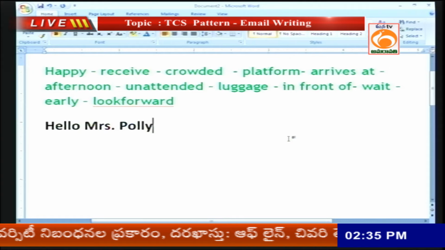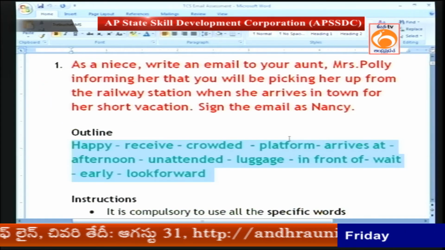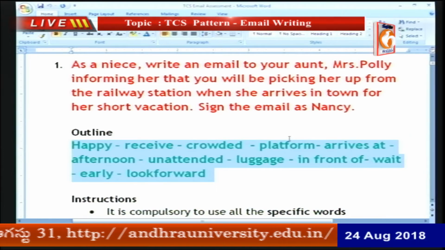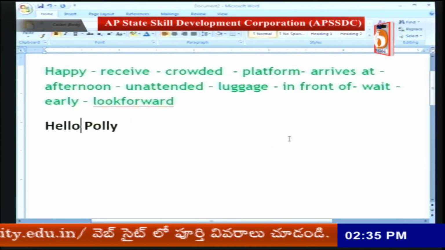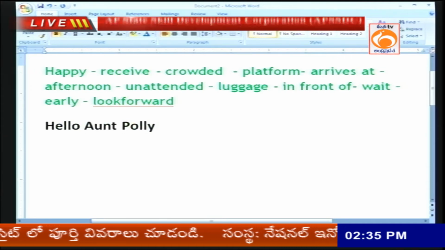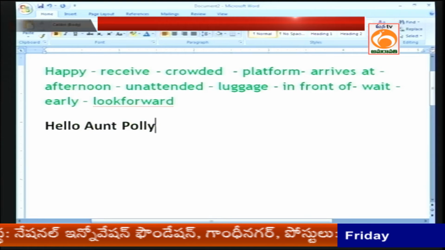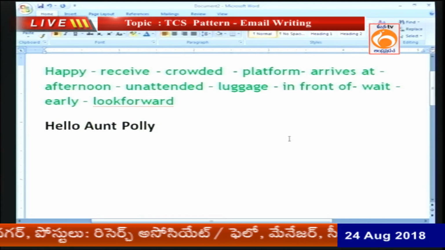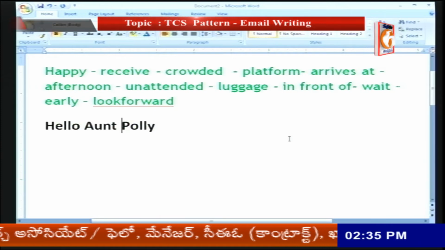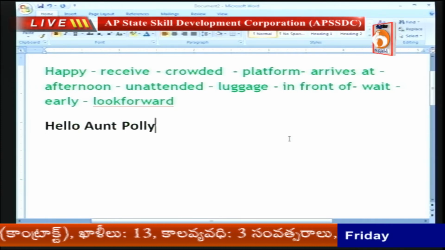Now in a usual scenario we will say, okay, hello Mrs. Polly is fine, but here the question says write an email to your aunt. So I will replace the Mrs. with aunt. Hello Aunt Polly. Now if you see, A is capital because that's a title, P is capital because that's a name. Every name should start with a capital letter. The first word in a sentence should start with a capital letter.